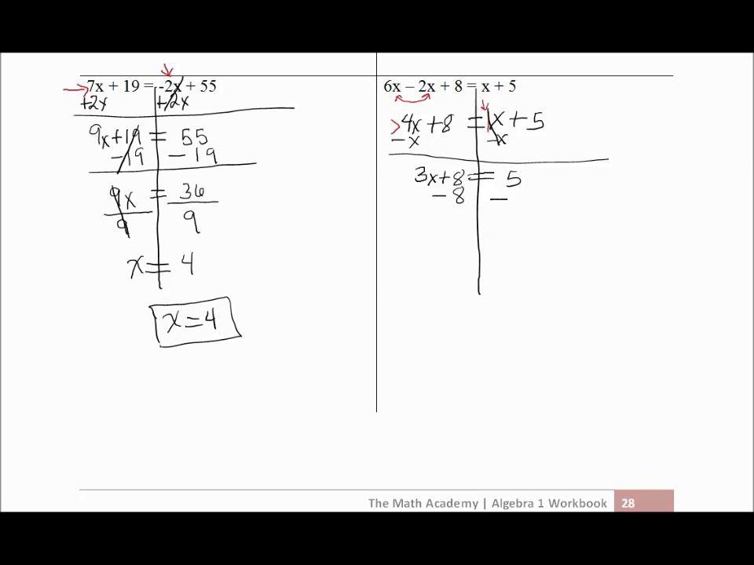Subtract 8 from both sides. That gives me 3x equals negative 3. Divide both sides by 3. 3's cancel out. I'm left with x is equal to negative 1. So my final answer is x equals negative 1.